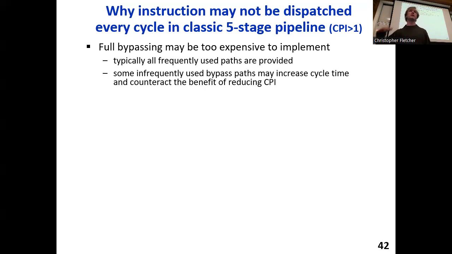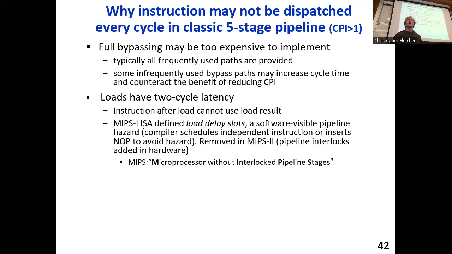Usually loads, depending on the cache behavior of the machine and how large the cache is, will take multiple cycles. And we'll see a pipeline that has multiple cycle loads a little bit later in the class. Good. So there do exist sequences of instructions that force us to stall. What did people do to get around this problem?